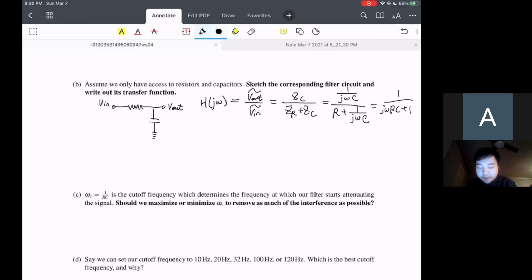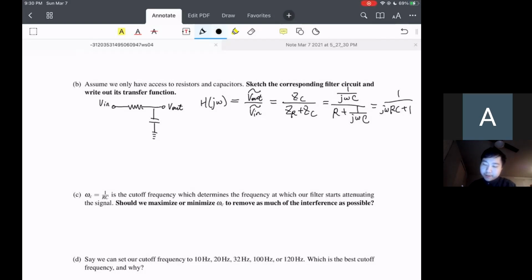For part C, it mentions omega C is equal to 1 over RC. That is the cutoff frequency, which determines the frequency at which our filter starts attenuating the signal. If you don't know where this number is coming from, I suggest that you take a look at the walkthroughs for worksheet 3 and the first question in this worksheet. For this question, should we maximize or minimize omega C to remove as much of the interference as possible?